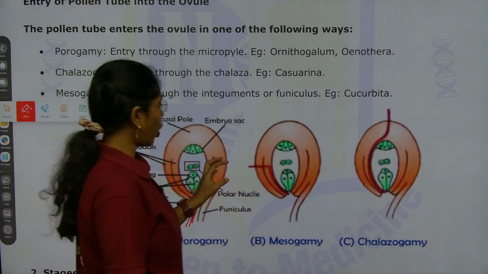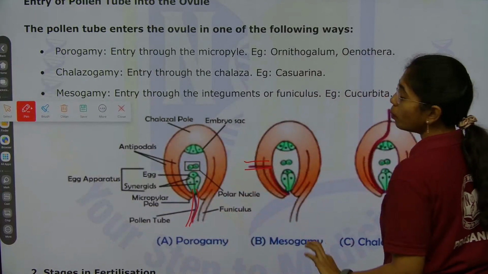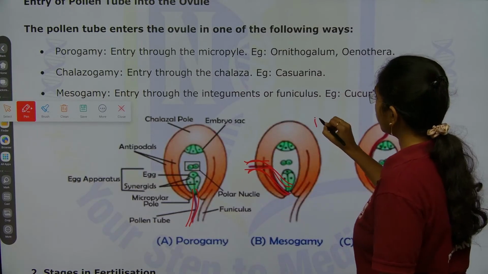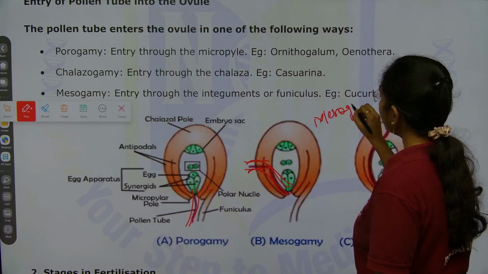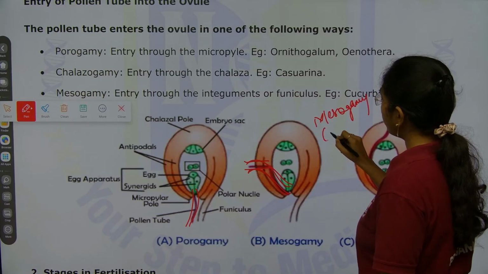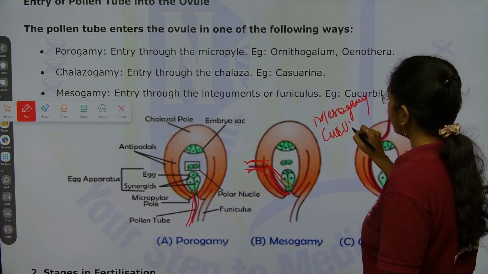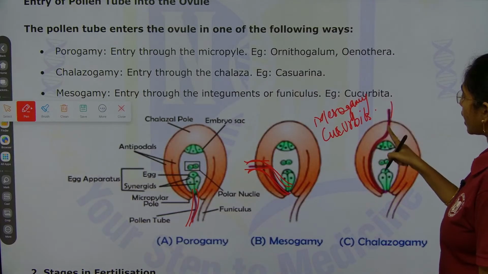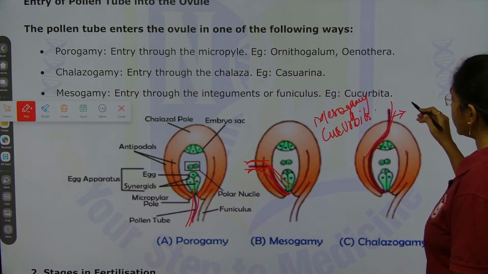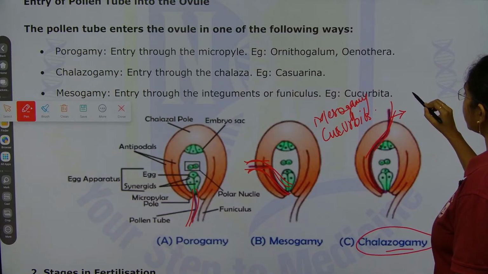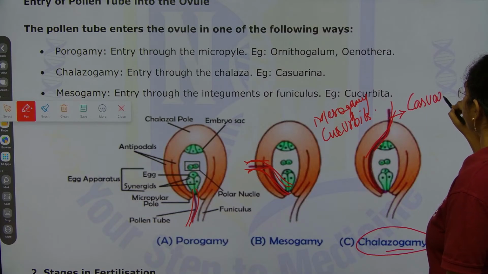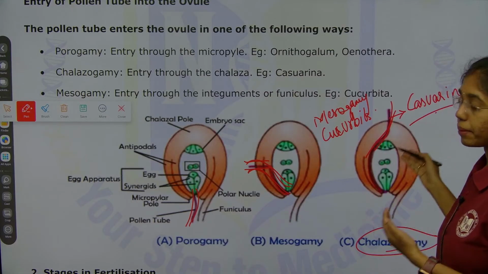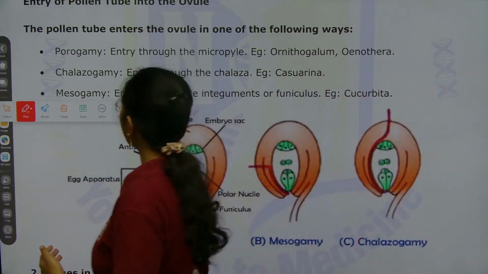If the pollen tube is arising from the integuments, this is known as mesogamy. Mesogamy is mostly observed in cucurbits. And if the pollen tube is arising from the chalazal end, it is known as chalazogamy. Best example is Casuarina. Fine, right? So here we have porogamy, mesogamy and chalazogamy. This is for what? Pollen tube entry.